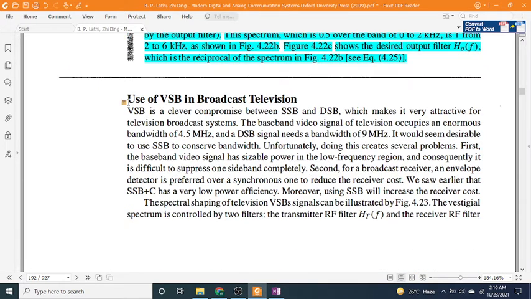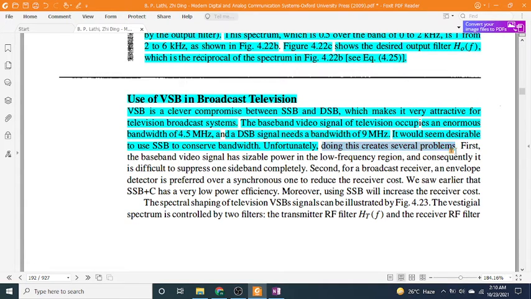Use of VSB in broadcast television. VSB is a clever compromise between SSB and DSB, which makes it very attractive for television broadcast systems. The baseband video signal of television occupies an enormous bandwidth of 4.5 MHz, and a DSB signal needs a bandwidth of 9 MHz. It would seem desirable to use SSB to conserve bandwidth. Unfortunately, doing this creates several problems.